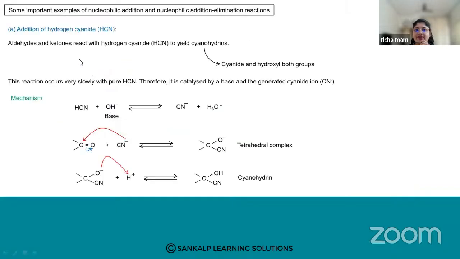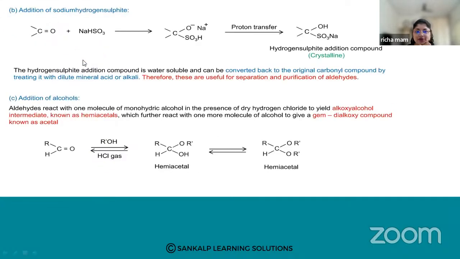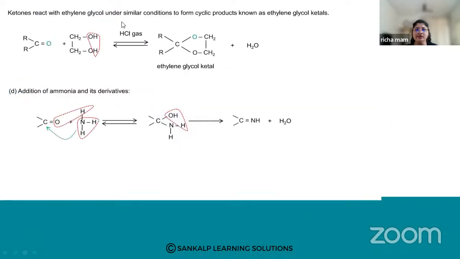Basically, we have seen the nucleophilic addition reaction of hydrogen cyanide, then sodium hydrogen sulfite, and addition of alcohols. Right. So when you react alcohols with your aldehyde, you get hemiacetal. Then the hemiacetal, when you react with one more molecule of alcohol, you get acetals. Not hemiacetals, it is acetals. So these are the nucleophilic addition reactions.